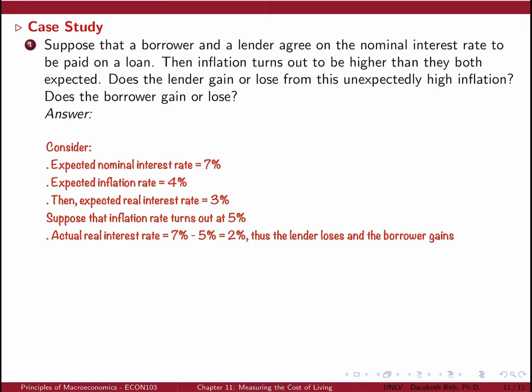To address this, let us consider an example where the expected nominal interest rate is 7% and the expected inflation rate is 4%. Consequently, the expected real interest rate is 7% minus 4% equals 3%. If the actual inflation rate turns out to be 5%, the actual real interest rate will be 7% minus 5% equals 2%. In this scenario, the lender experiences a loss because the real interest rate is lower than expected, reducing the real value of the interest income received. Conversely, the borrower benefits as they repay the loan with money that has less purchasing power than initially anticipated.